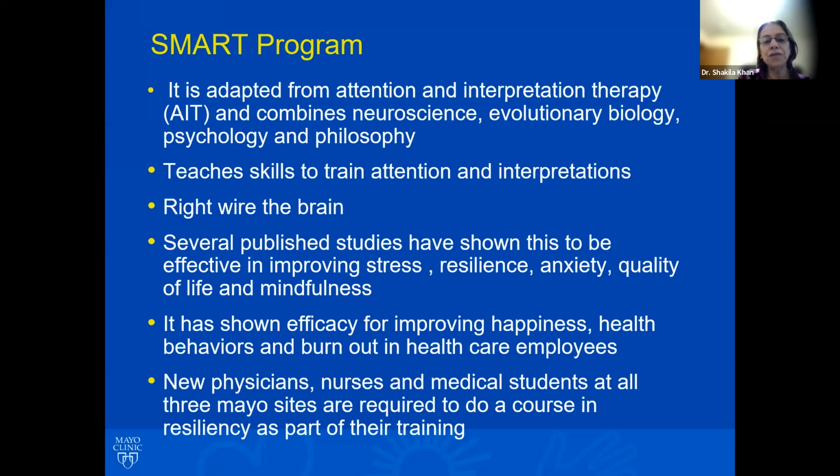And all new physicians, nurses, and medical students at all 3 Mayo sites were required to do a course in resiliency as part of their training. I was very impressed because of the simplicity of the program.